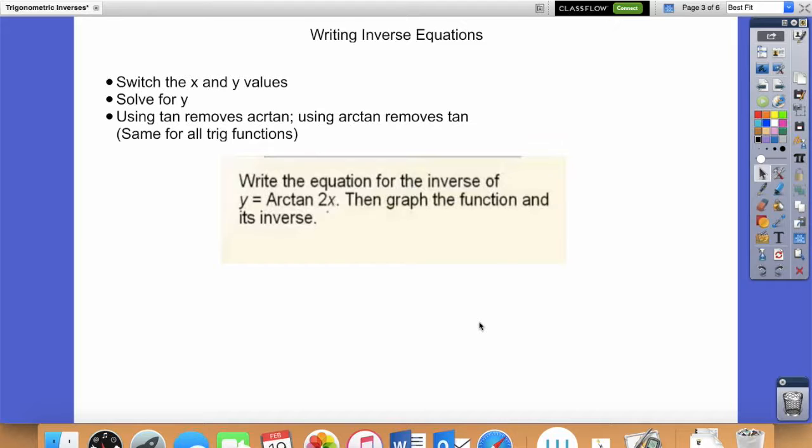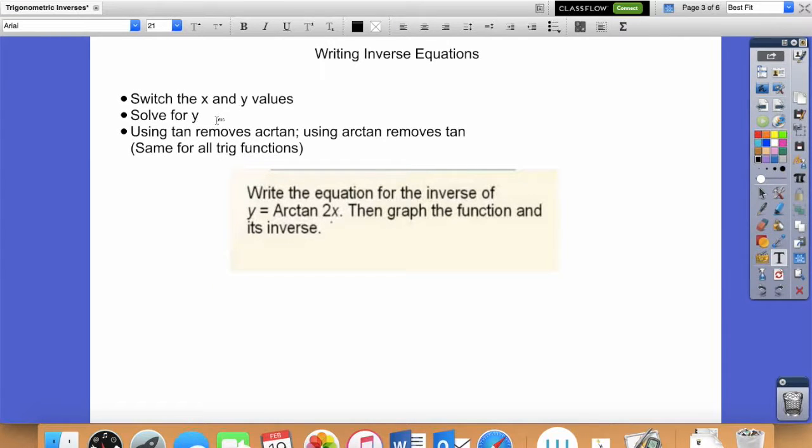The first thing you have to be able to do in this lesson is write an inverse equation. And this goes back to Algebra 2. When you're writing inverse equations, the first step is to switch the x and the y values. Once you switch them, our goal then is to solve for y. And since we're dealing with trig functions, just like multiplication undoes division, or adding undoes subtraction, if we have an arctan in the problem, to undo it, we use tan. Or if we have a tangent in the problem, to undo it, we use arctan.